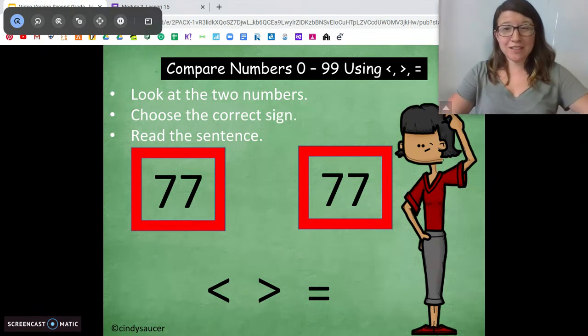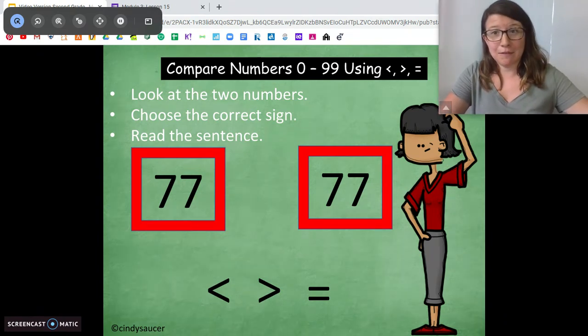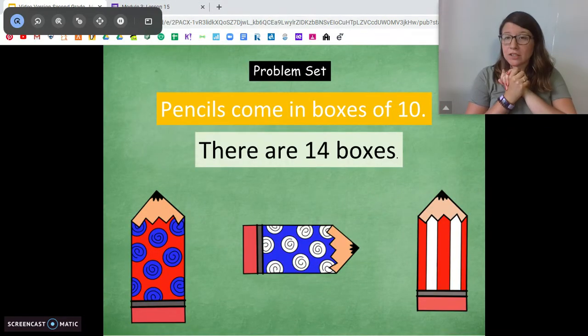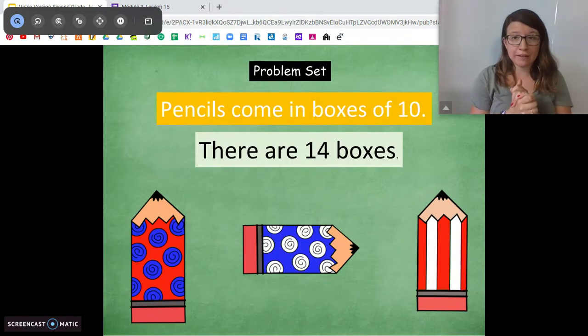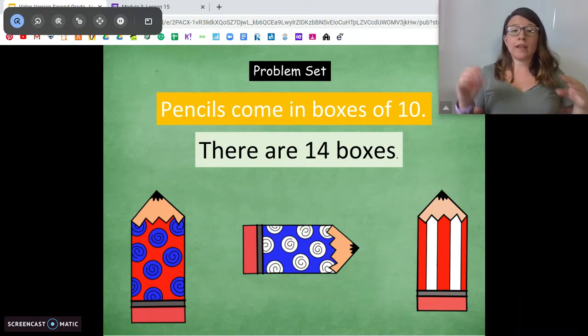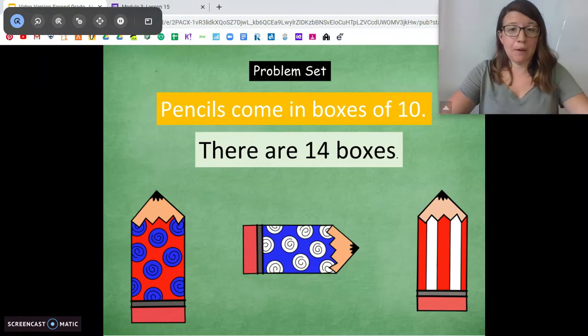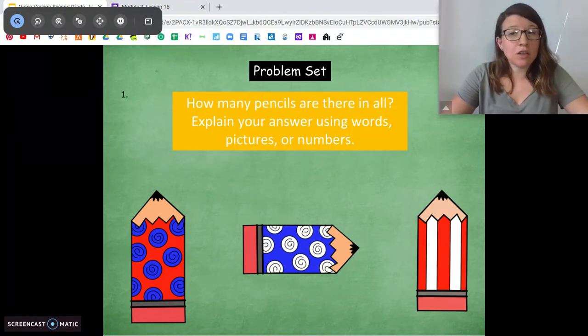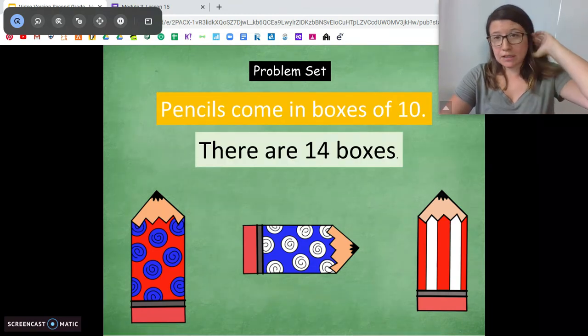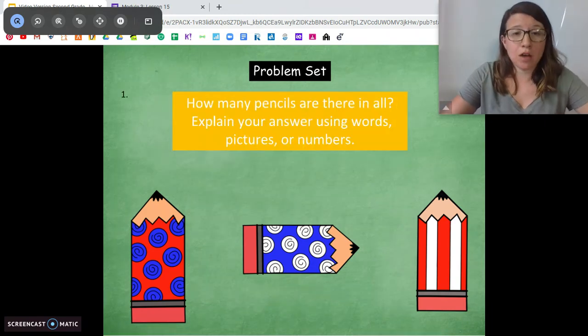Make sure you pay attention to this, wink, wink, because your exit ticket is going to be very similar, wink, wink. All right, here we go. Pencils come in boxes of 10. There are 14 boxes, okay? So there are 14 boxes of pencils with 10 inside each box. How many pencils are there in all? 14 boxes with 10 pencils in each. How many pencils all together?